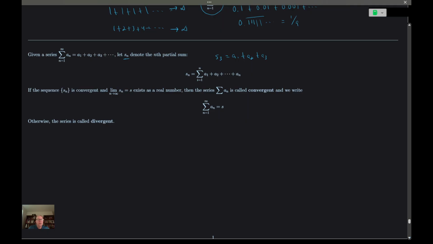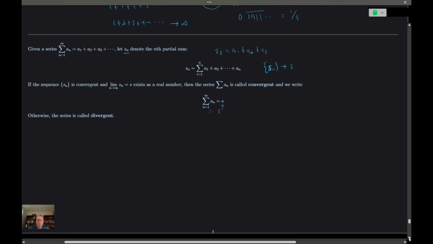If the sequence is convergent, so if S sub n converges to something, the limit as n goes to infinity of S sub n equals s, and that exists as a real number, then the series is convergent, and we can say that the infinite series would equal that sum. Otherwise, we could say the series is divergent.